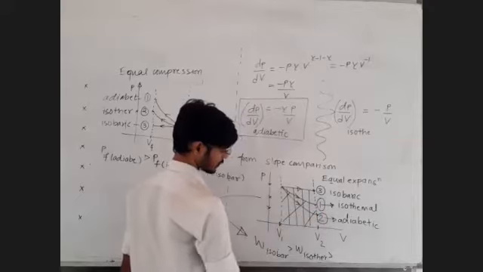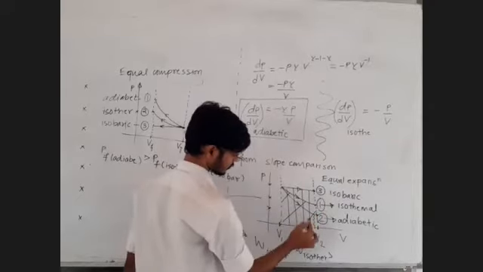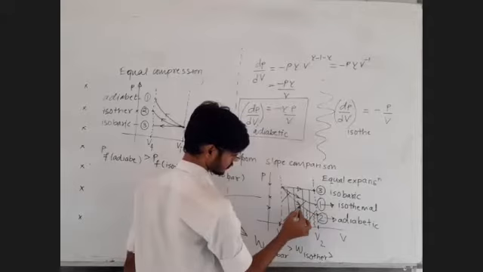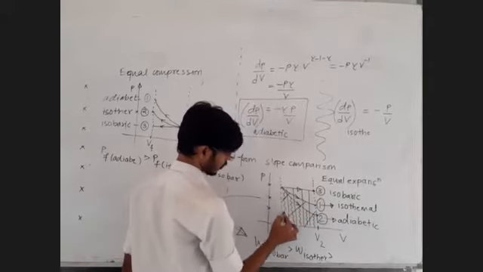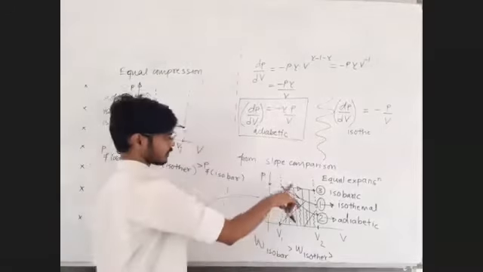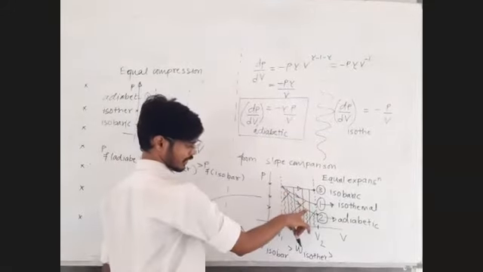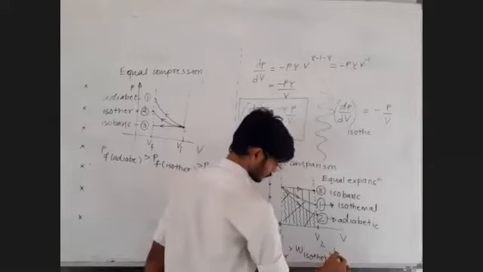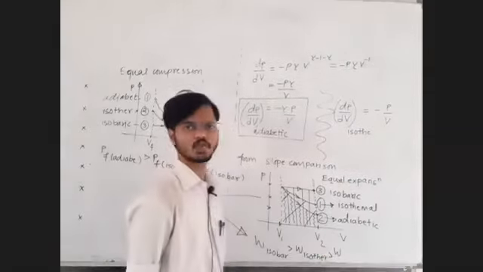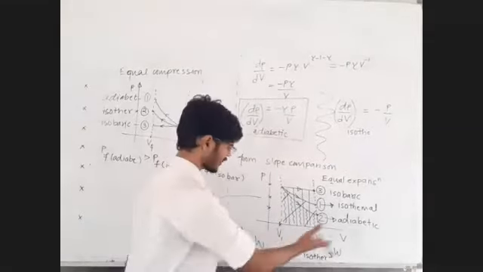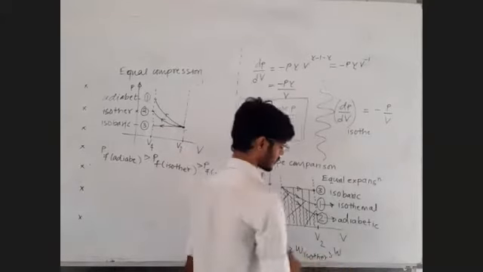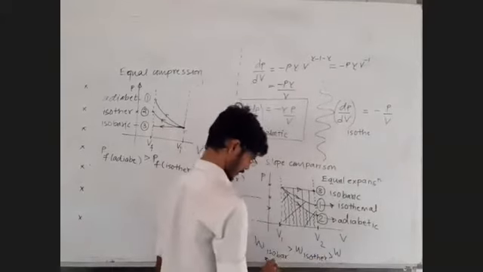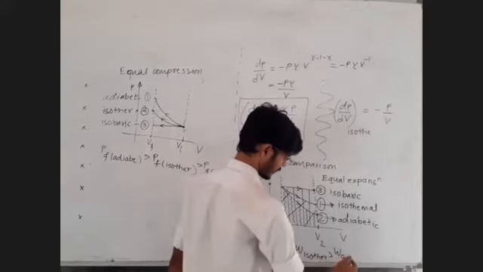Here is the area under the isothermal curve, and this is the area under the adiabatic curve. Which area under the curve is highest? Sir, isobaric. Then next isothermal. Then next adiabatic. And all these work dones are positive, so you can simply compare the numerical value. This is the comparison considering sign: isobaric, isothermal and adiabatic.